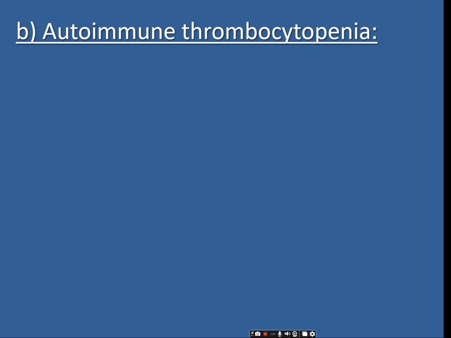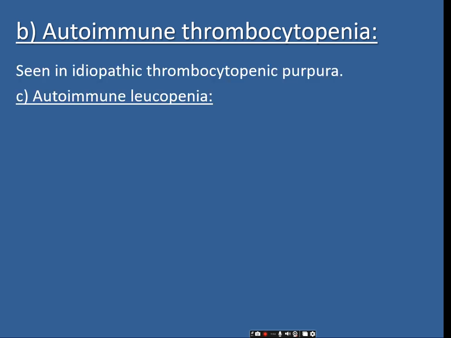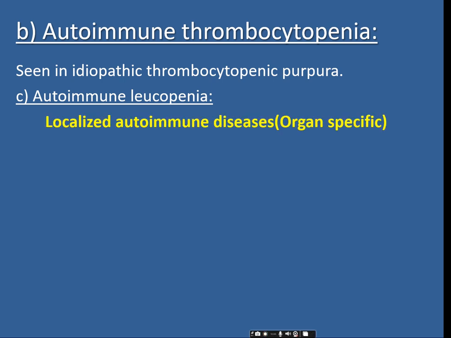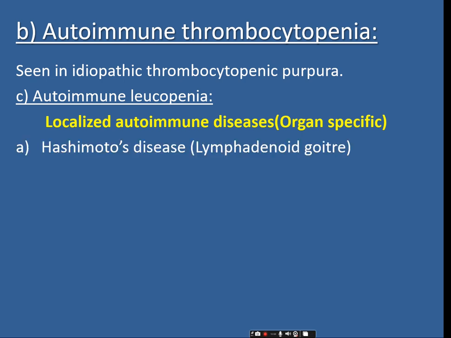Okay, coming to thrombocytopenia. Thrombocytopenia is seen in idiopathic thrombocytopenic purpura, the disease called thrombocytopenic purpura. In this case, we can see autoimmune thrombocytopenia. And autoimmune leukopenia, which is organ specific.